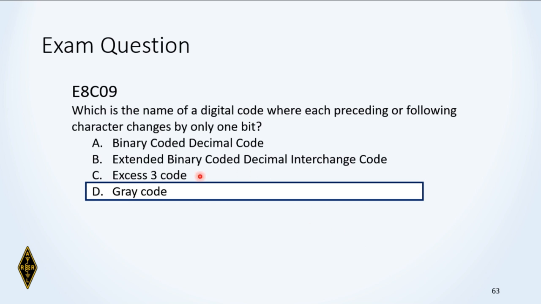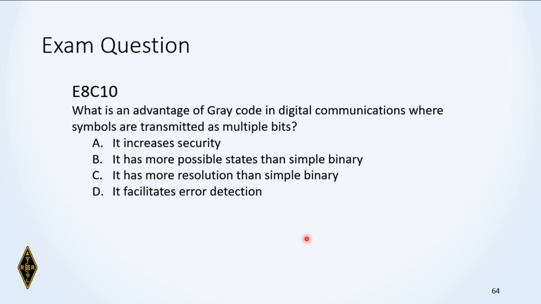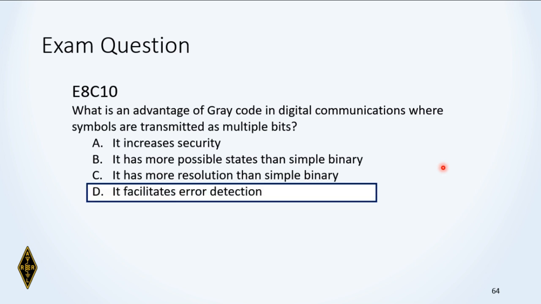XS3 code, what in the world is that? A lot of the wrong answers are real things. But some of them are just crazy. That was one. Okay, E8C10: what is an advantage of Gray code in digital communications where symbols are transmitted as multiple bits? Facilitates error correction. You can tell that there was a mistake.